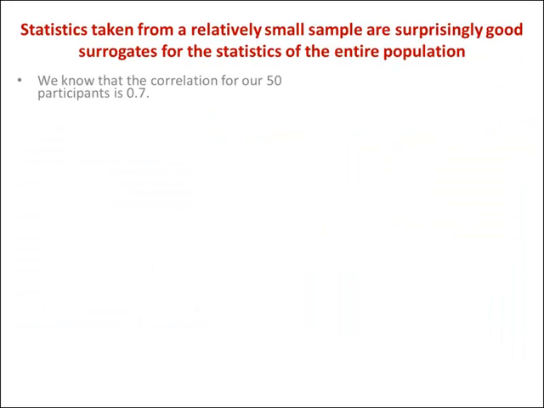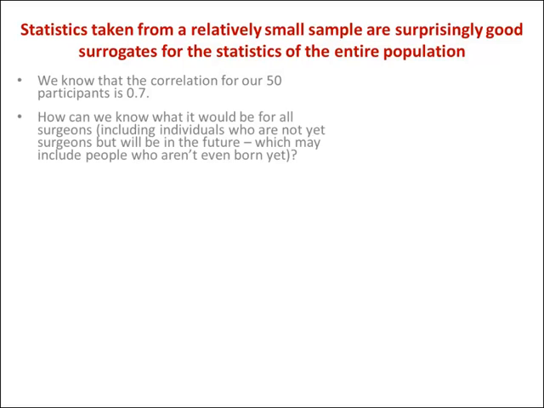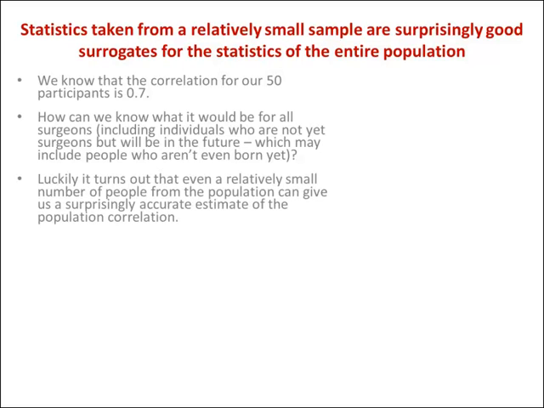Key thing is, we know that the correlation for our 50 people is 0.7, but what we really want to say is that correlation of 0.7, is that also true for everybody, not just those 50 people, but for every single surgeon in the world, including people who haven't yet become surgeons, who may not even be born yet. Luckily, it turns out for us that even a relatively small number of people from the population can give us a pretty good idea of what the real population correlation will be.